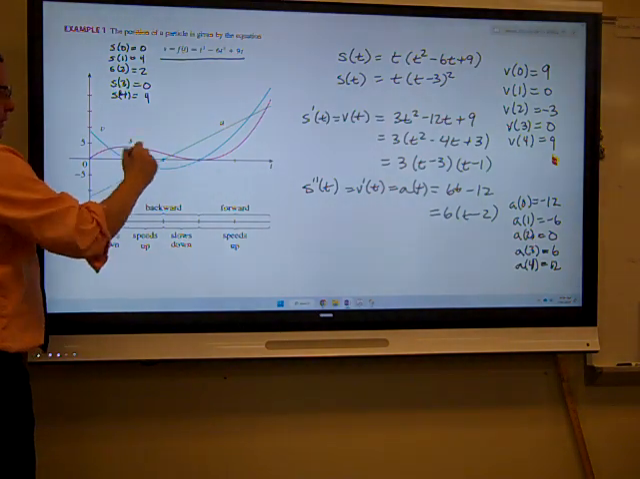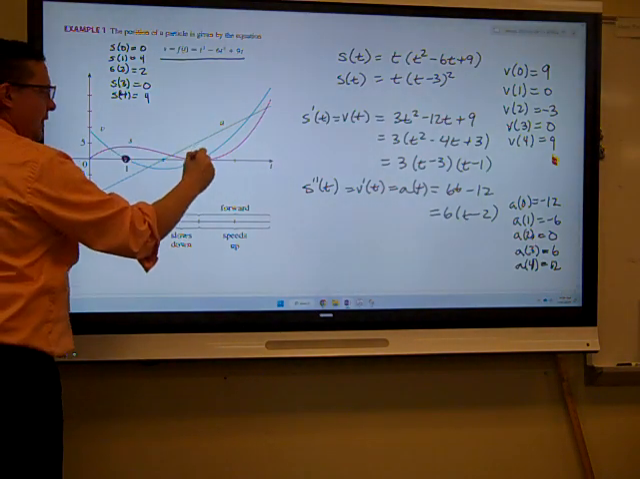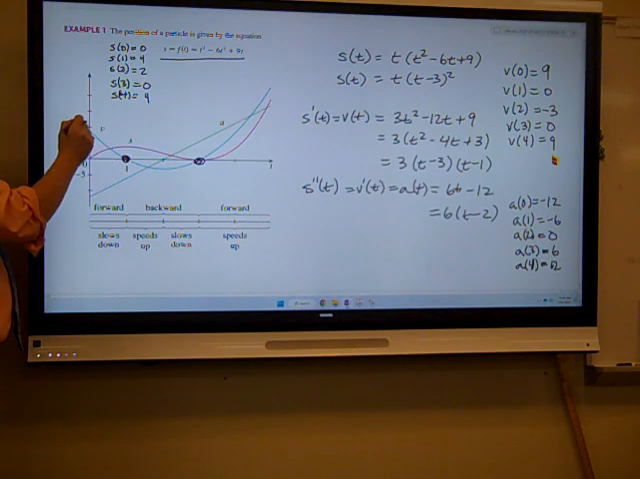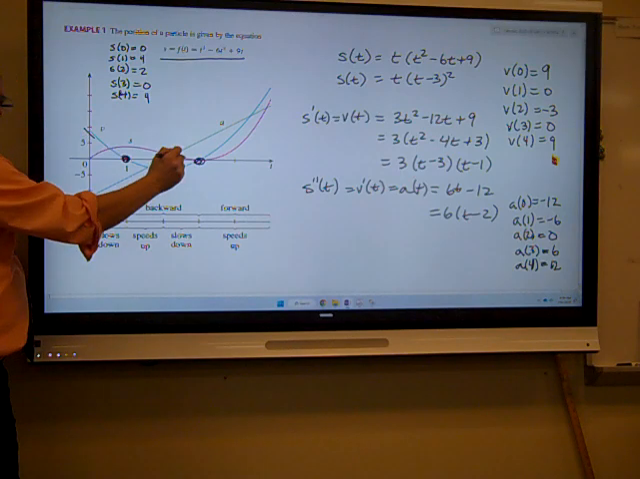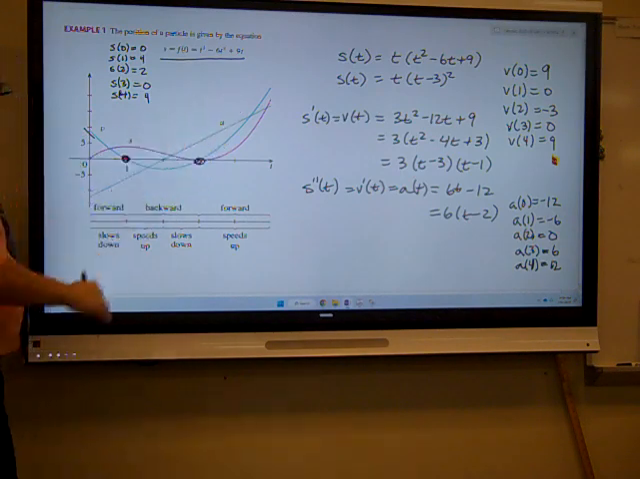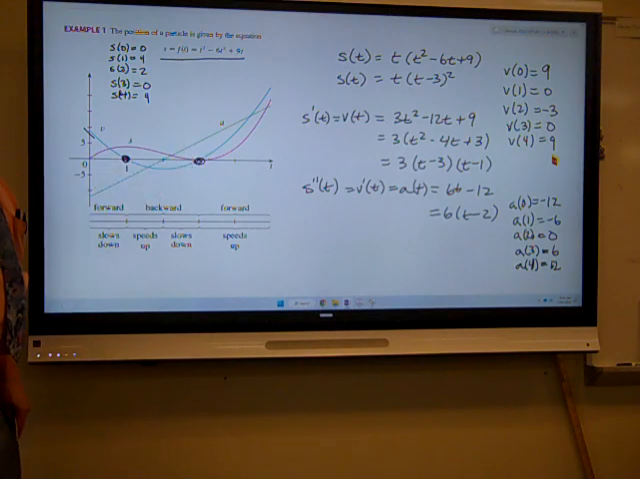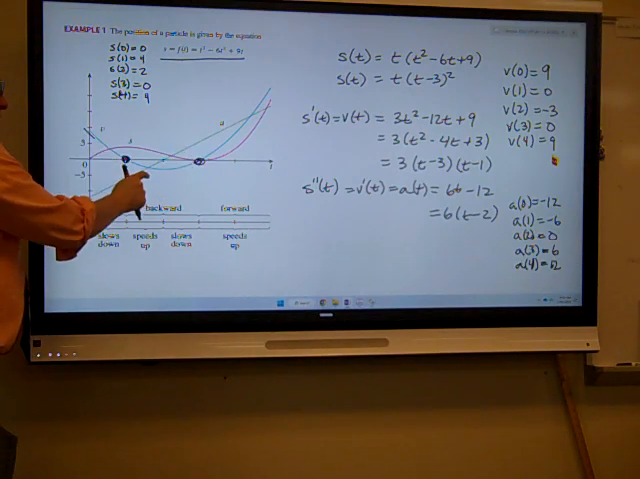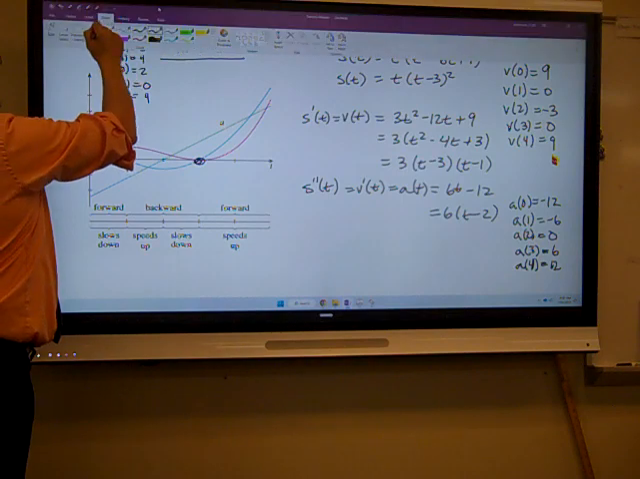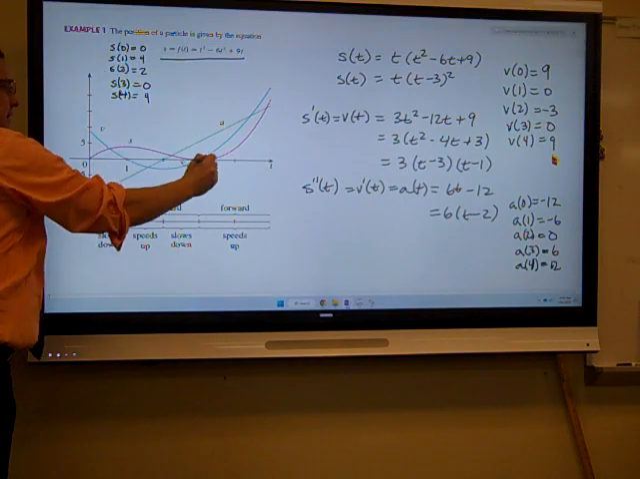Guys, I'm looking at the blue curve. Here's the zeros. Guys, the particle is going to the right. Now the particle is going to the left. Now it's going to the right. Guys, it changes directions at 1 and 3. Forward, backward, forward from our velocity curve. All right.